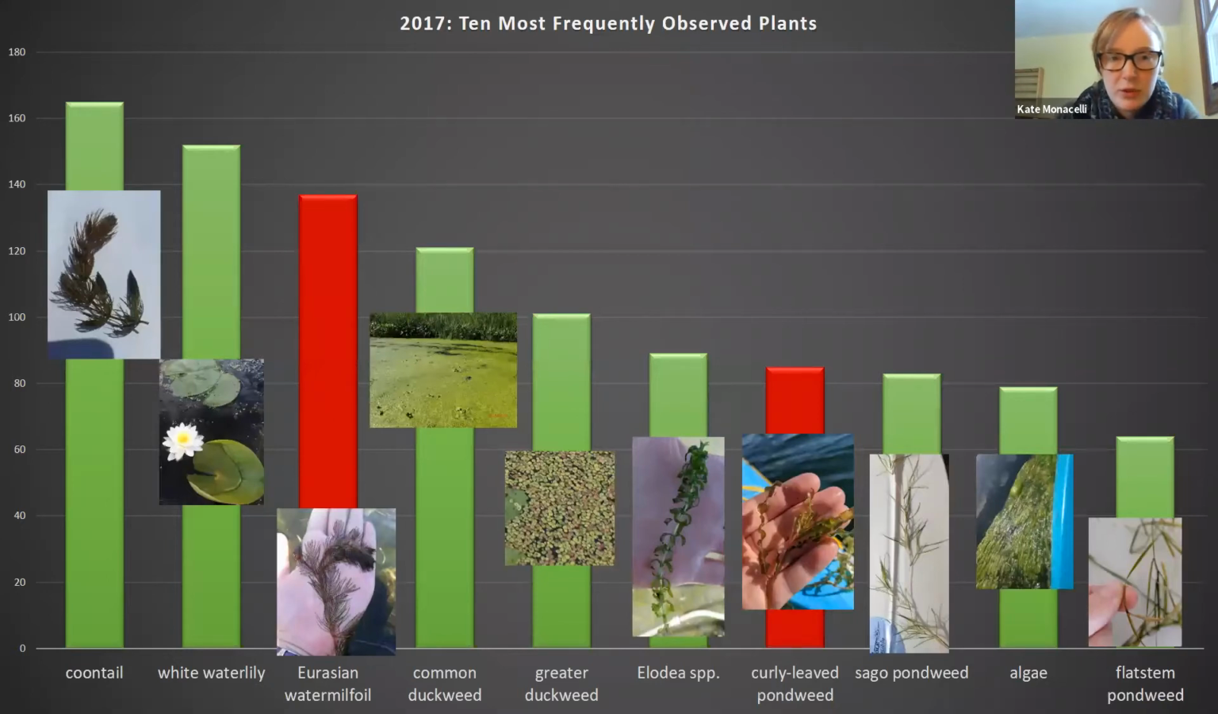So here are the 10 most frequently observed plants that we saw in 2017: coontail and water lily, bumping out Eurasian water milfoil, then our duckweed, elodea, and then the other invasive species was curly leaf pondweed that made our top 10. And again, we saw more water chestnut than is shown here, but it didn't show up on our rake toss survey portion of our data collection.